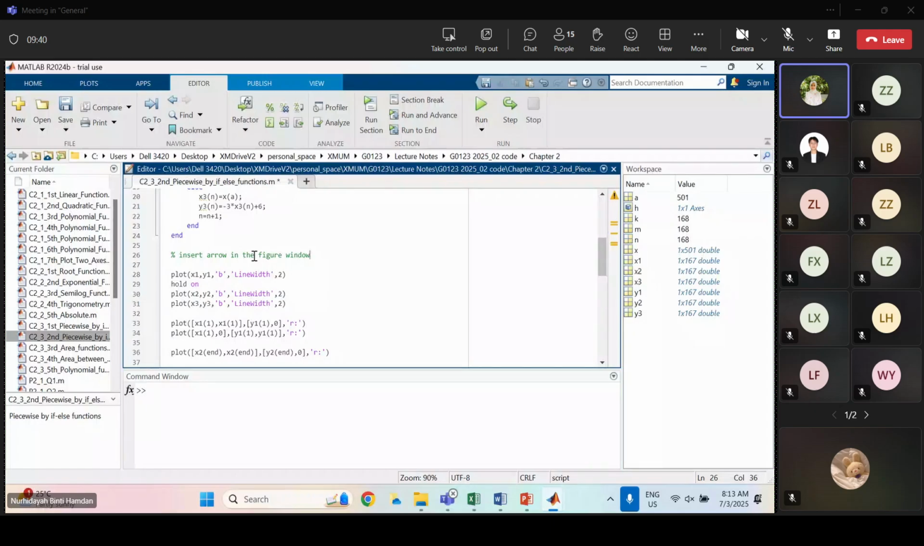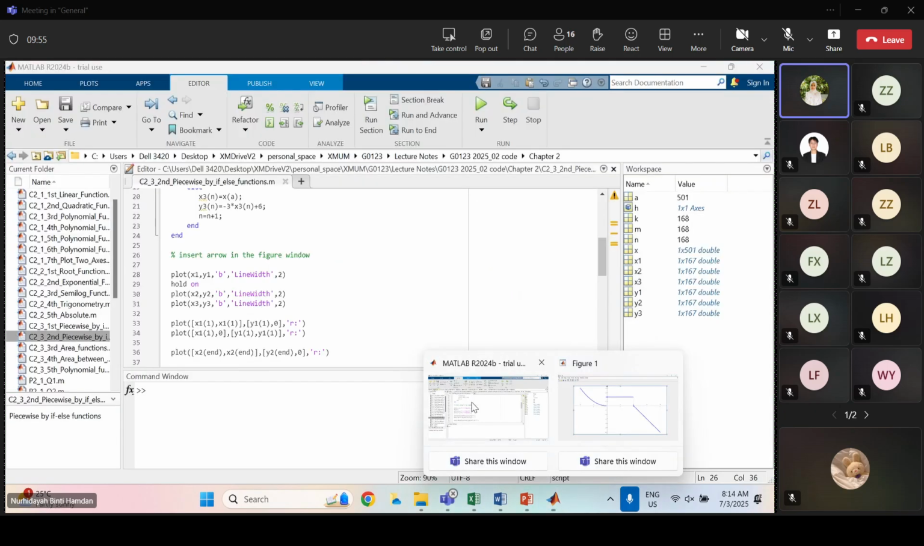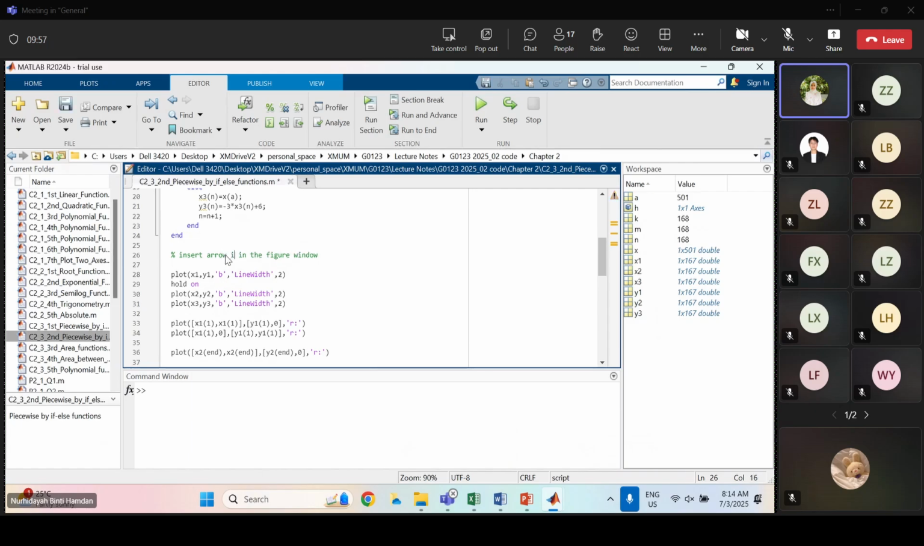I know that drawing the arrow will take time, right? So you can use this. Let's say you want to insert an arrow for the y-axis. You put here, insert arrow in y-axis in the figure. You can say like that, but you have to put it in comments. So that's the first.